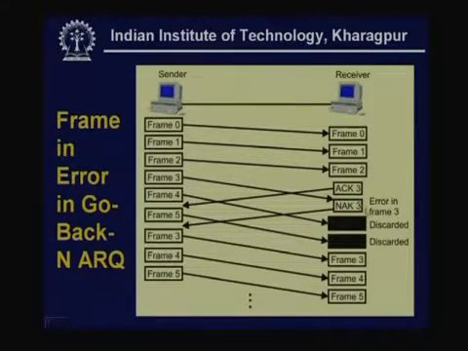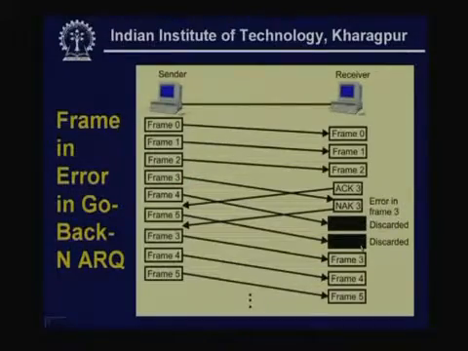and at the same time it discards frame 4 and frame 5. It is because it has got only one buffer. So, there is no possibility, since the receiver has only one buffer, it cannot really store the subsequent frames. If a frame is not received correctly, then all the subsequent frames are discarded. So, frame 4 and 5 are discarded.